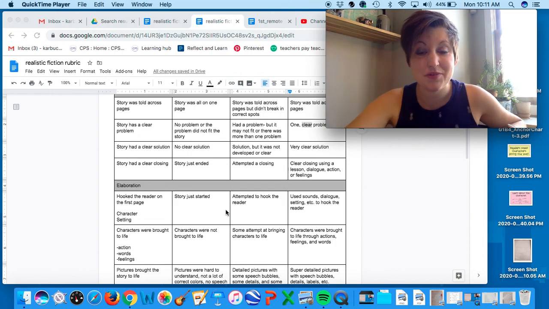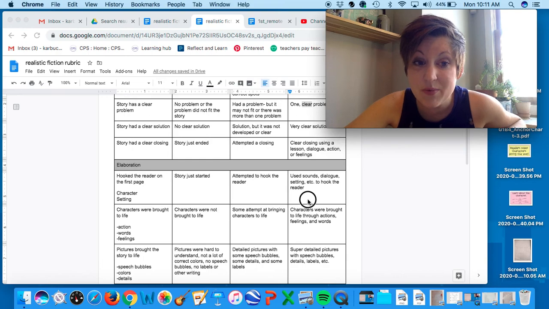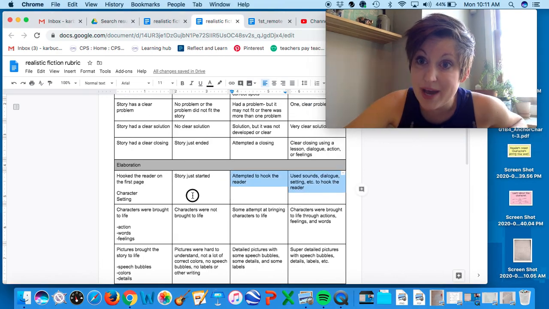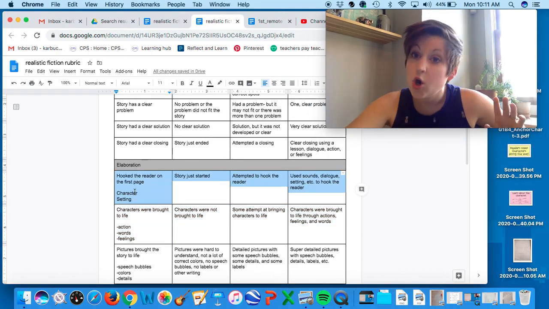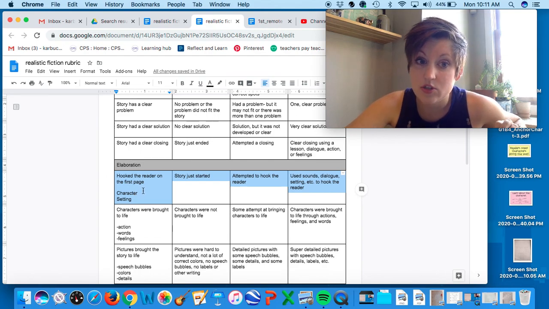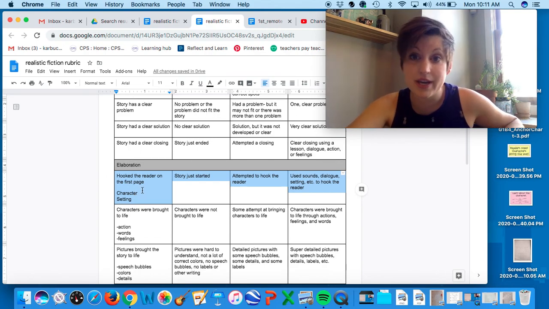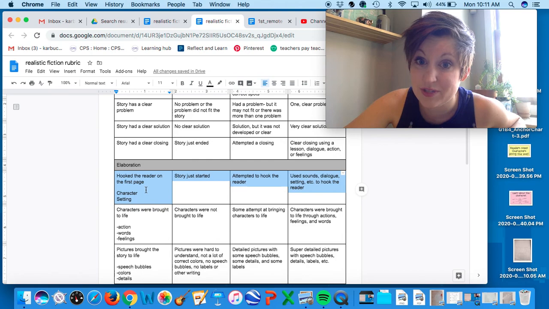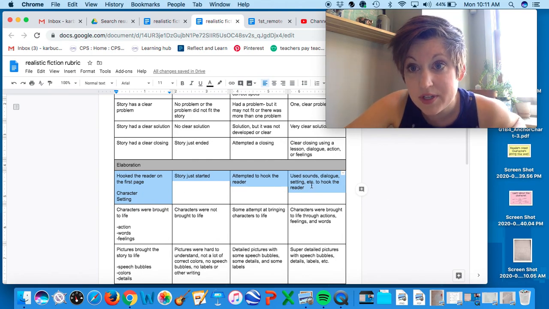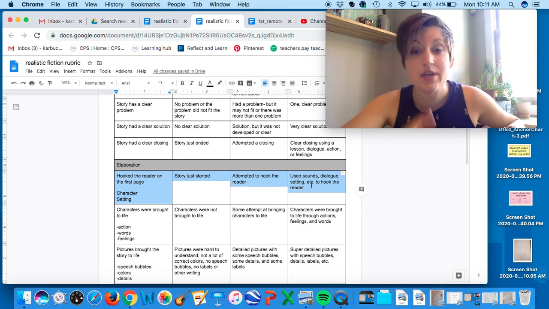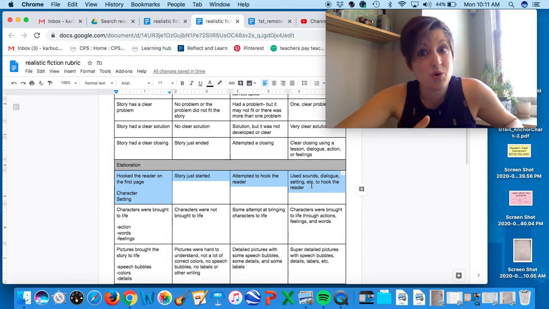Today, we are going to be focusing on one of the areas of our realistic fiction writing rubric. We're going to be looking at this piece of elaboration that says, hooked the reader on the first page. Did you introduce your character and the setting on your first page? We are going to be focusing on some techniques of how we can hook the reader into wanting to read more of our story.